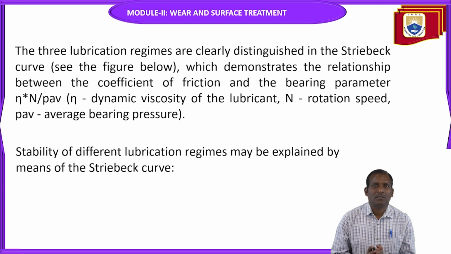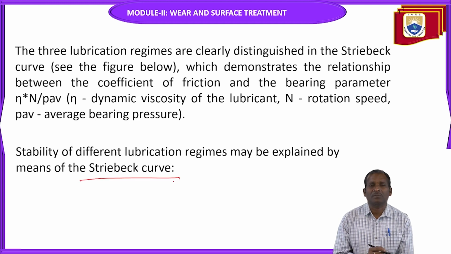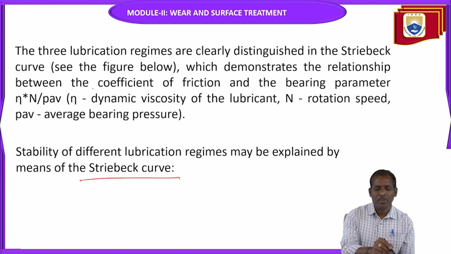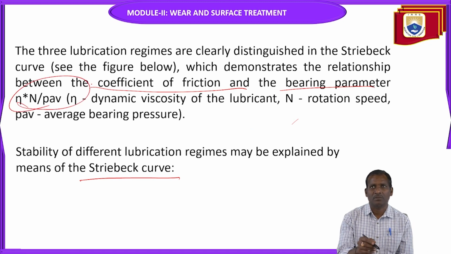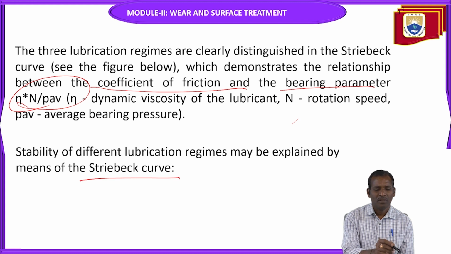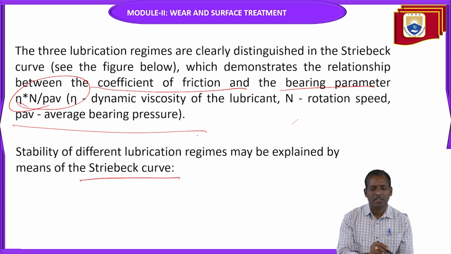The next topic is the Stribeck curve. In this, we will see the comparison of these three lubrication regimes. The three lubrication regimes are clearly distinguished in the Stribeck curve. You can see the figure in the next slide, which demonstrates the relationship between the coefficient of friction and the bearing parameter and the dynamic viscosity of the lubricant. We use the formula for the bearing parameter, where n is the rotational speed, p is the average bearing pressure, and eta is the dynamic viscosity of the lubricant.